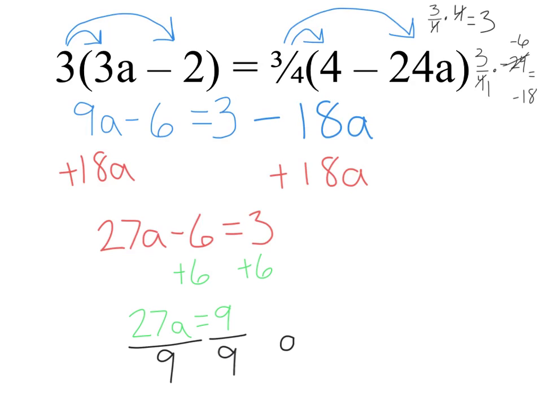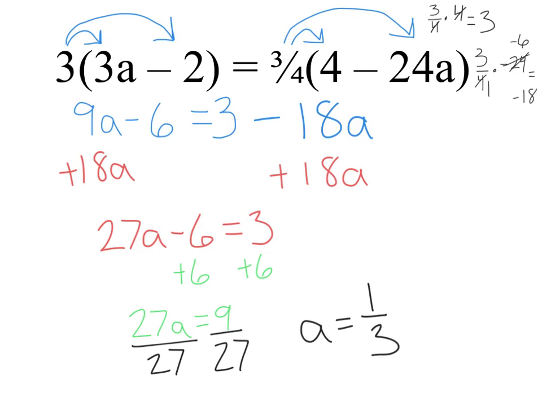No, we're not dividing by 9 on both sides. My brain did not click on that one. We're going to divide by the 27, which is the coefficient. That's what happens when you don't check your checklist. So a is going to equal 1/3, because 9 over 27 equals 1 over 3.